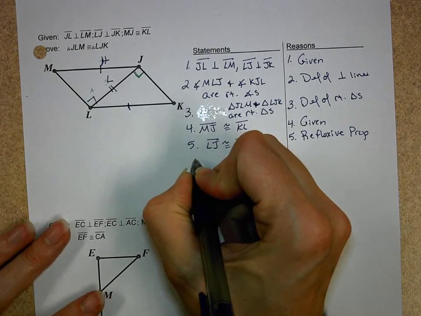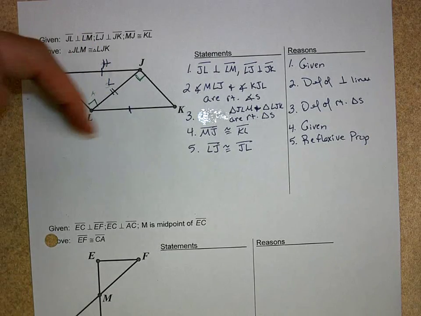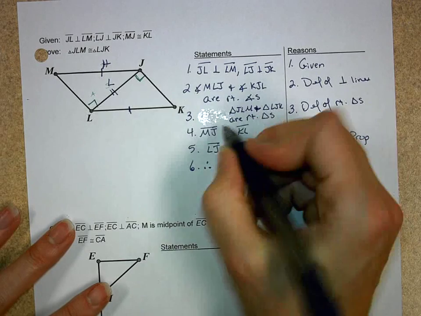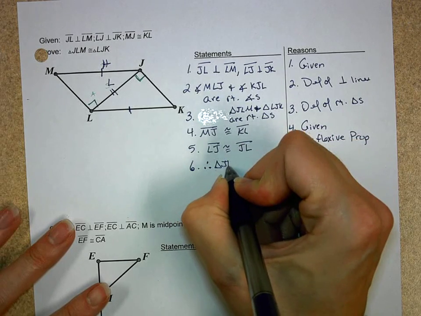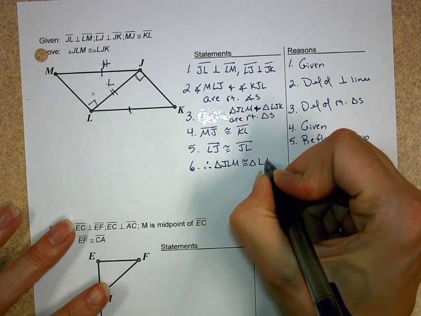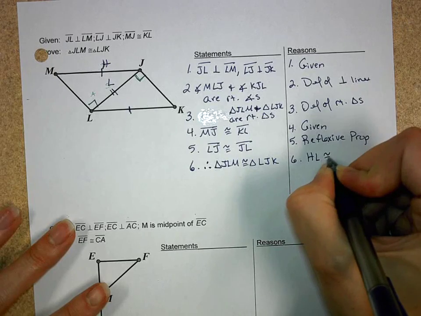So now I actually have all the pieces I need. I have the hypotenuse, I have a leg, and I have a right triangle. So therefore I know triangle JLM is congruent to triangle LJK by hypotenuse leg congruence.